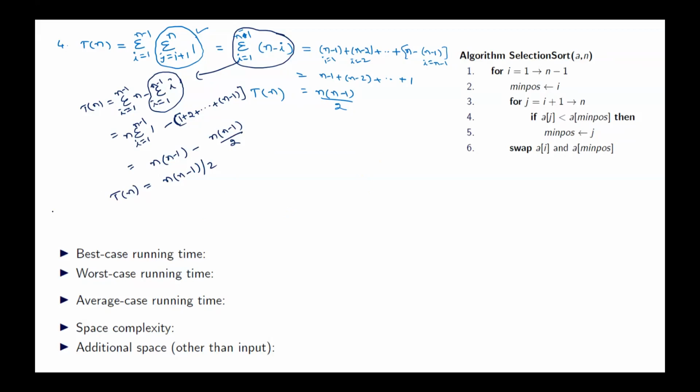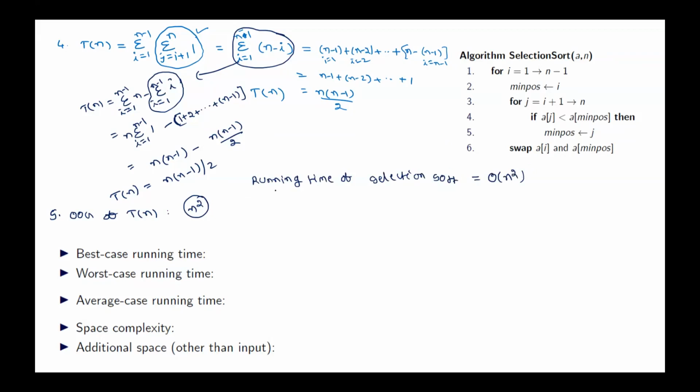Now what is the order of growth of T of n? Order of n square. Only n square. Now what is this T of n, which is nothing but the running time of selection sort? What is the running time of selection sort? It is big O of n square. Is this correct or not?